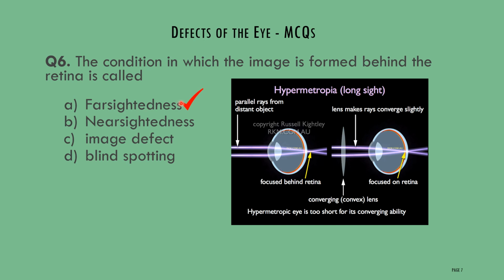Don't get confused in the exam. Sometimes they will give the option farsightedness or sometimes they will give hypermetropia. If either one is there, you have to tick that answer. Already you know that in farsightedness, the image will form behind the retina.